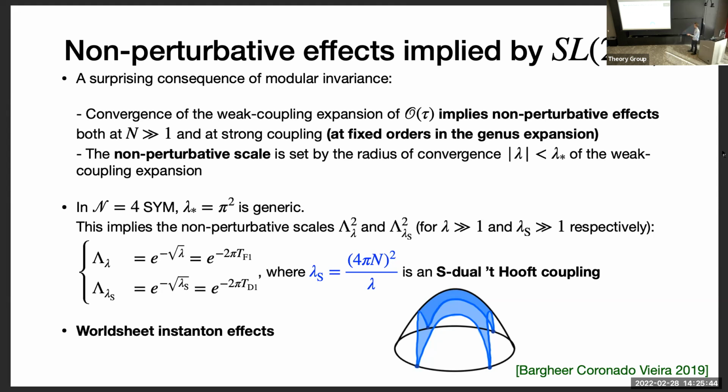And here's some cartoon that I stole from this paper on the octagon by Bargheer, Coronado, and Vieira, where you have some worldsheet pinned to the boundary of AdS, with 4 points pinned to the boundary of AdS, representing some of these worldsheet instanton effects. Any questions? And these are distinct from the instanton effects that you associate with the gauge theory instantons like QQ bar. That's right.